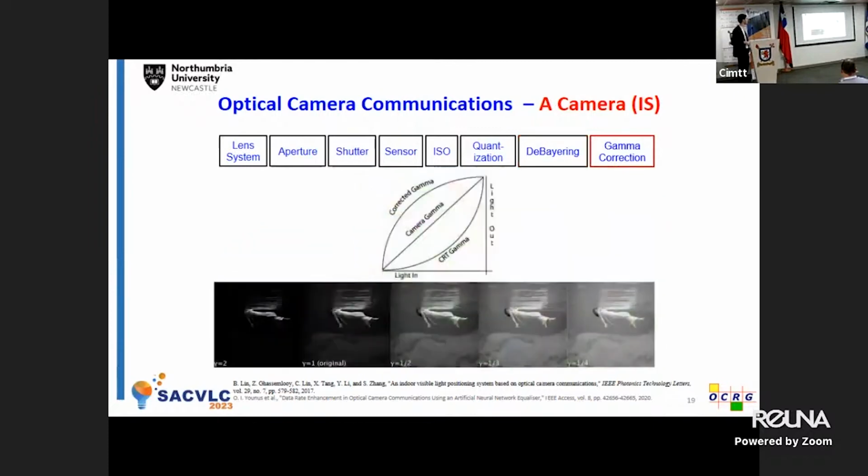And we have gamma correction, another way of correcting the signal being captured and controlling that lighting in order to ensure the optimal reception of the signal. This can be from a vision point of view as well as from a receiving communication point of view.